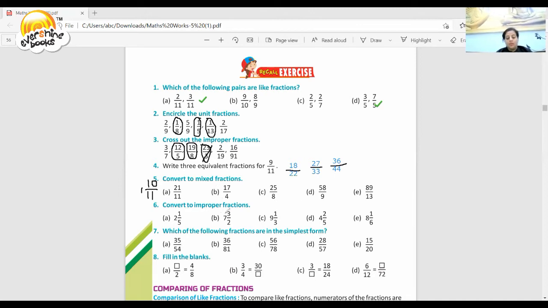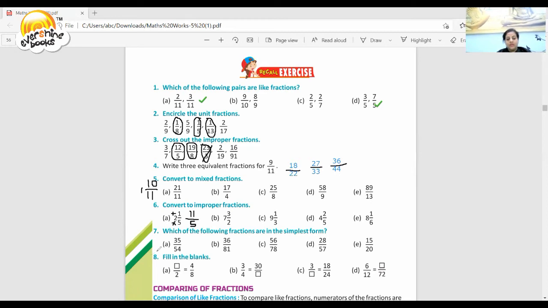Convert into an improper fraction. For an improper fraction, you multiply with the whole number. 2 5s are 10, and 10 plus 1 is 11. The numerator is added. So the answer will come 11 upon 5. Likewise, you will do all the sums.